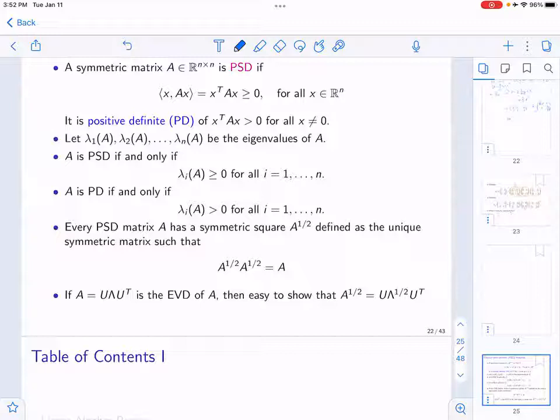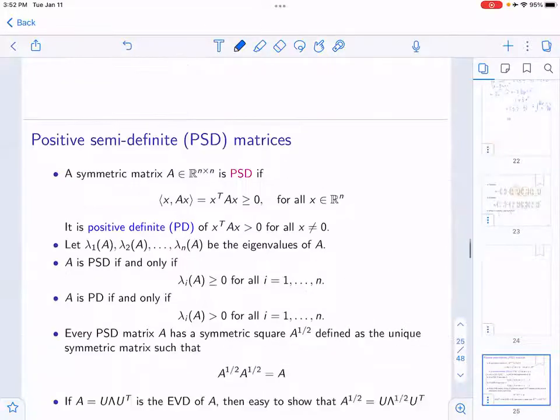There are also characterizations in terms of eigenvalues. For any symmetric matrix, the eigenvalues are real, so they won't be complex numbers. A symmetric matrix is positive semi-definite if and only if all the eigenvalues are non-negative. And it's positive definite if all the eigenvalues are strictly positive, no zeros.